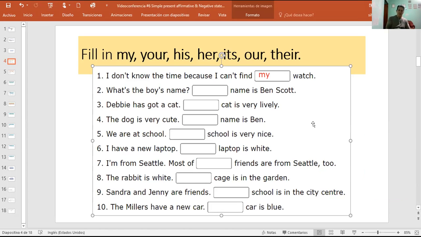Which one are you looking at, Domingo? Number nine. Sandra and Jenny. Number eight. The rabbit. El conejo. The rabbit is white. It's white.